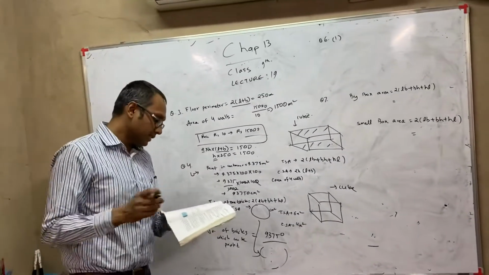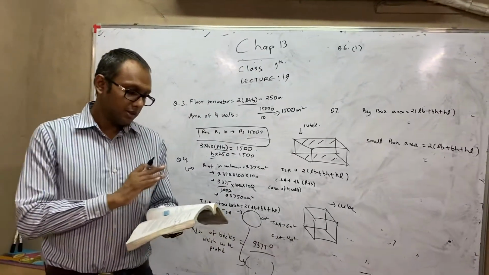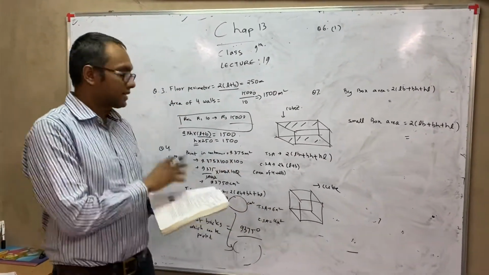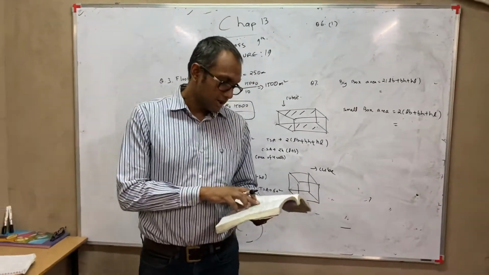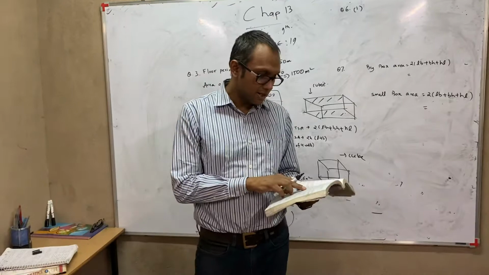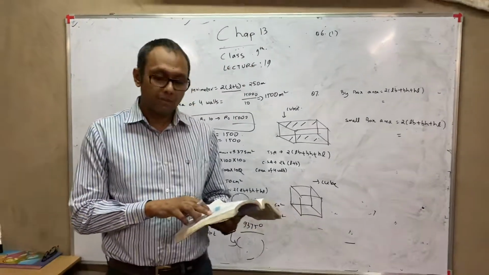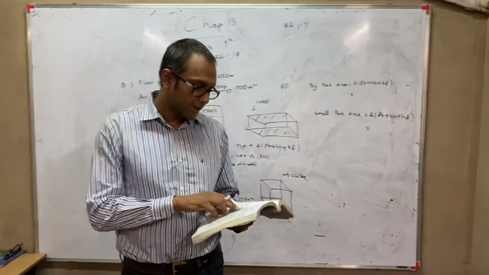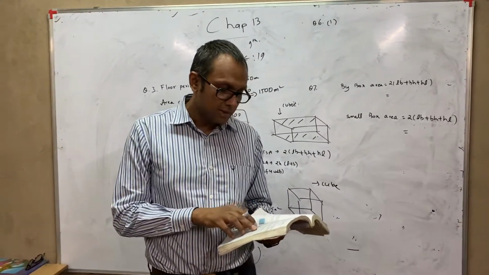Question number 5 is the only sum in this exercise in which the formula, you just have to put it like that, you don't have to think anything. The question is, a cubical box has an edge of 10 centimeters. Another cuboidal box is 12.5 centimeter long, 10 centimeter wide and 8 centimeter high. Which box has the greater lateral surface area and by how much?